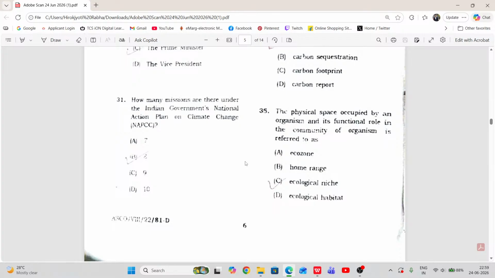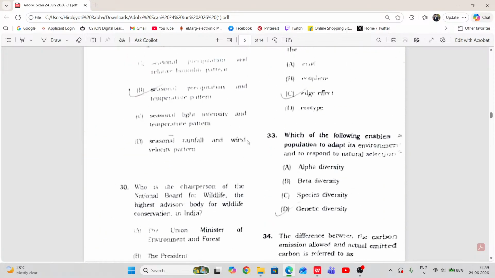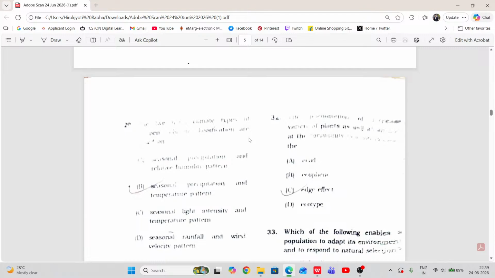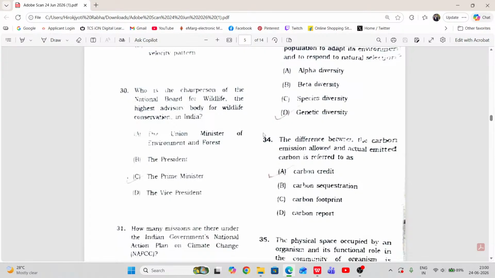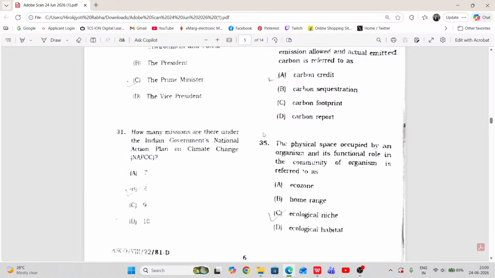How many missions are there under the Indian Government's National Action Plan on Climate Change? 8. The phenomenon of increase of various varieties of plants as well as animals at the community junction is called edge effect. Which of the following enables a population to adapt to its environment and respond to natural selection? Genetic diversity. The difference between the carbon emissions allowed and actual emitted carbon is referred to as carbon credit.